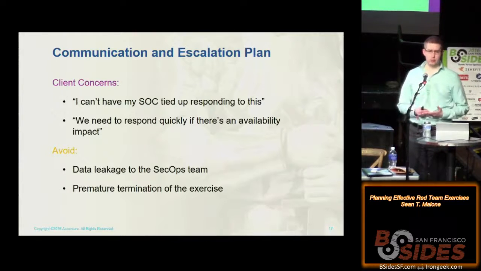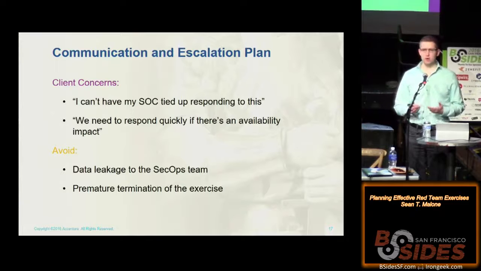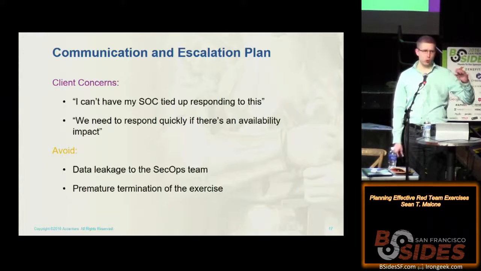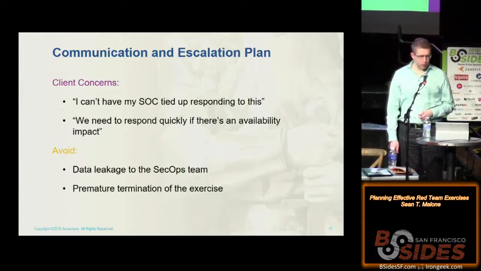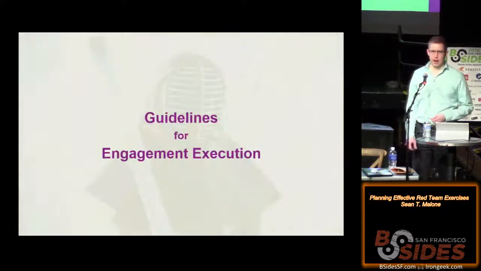As a side note, that primary point of contact is usually someone outside of the security operations team so that they don't have that inherent conflict of interest. It's usually someone who is at the executive level or a designated lieutenant of the CISO, for example. So once we have this all planned out, what are the guidelines for the actual execution of the engagement?